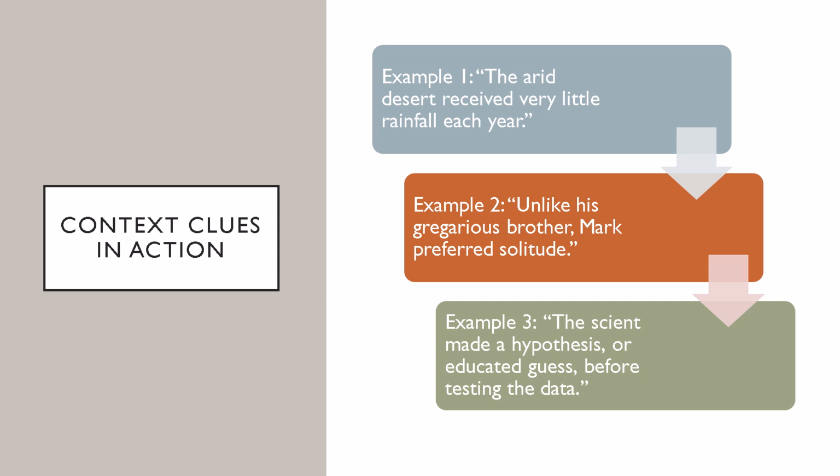And then example 3 says, the scientist made a hypothesis, or educated guess. So the phrase or educated guess is a restatement clue. So we want to pay attention to punctuation: commas, dashes, parentheses. All of this is signaling definition.